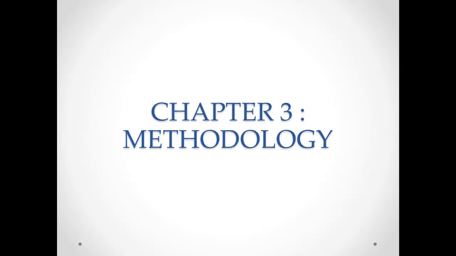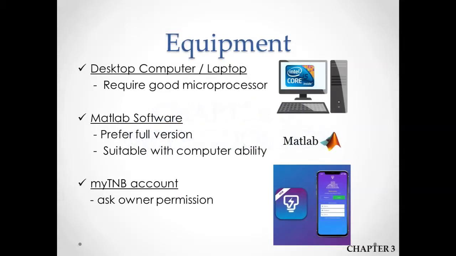This chapter will show how the research flows to get the result. First, what is the equipment needed in this research? We need a computer device. I advise using a better device with a good processor to avoid damaging the computer because the ACO simulation uses high data flow. Next, the simulation software needed is MATLAB.